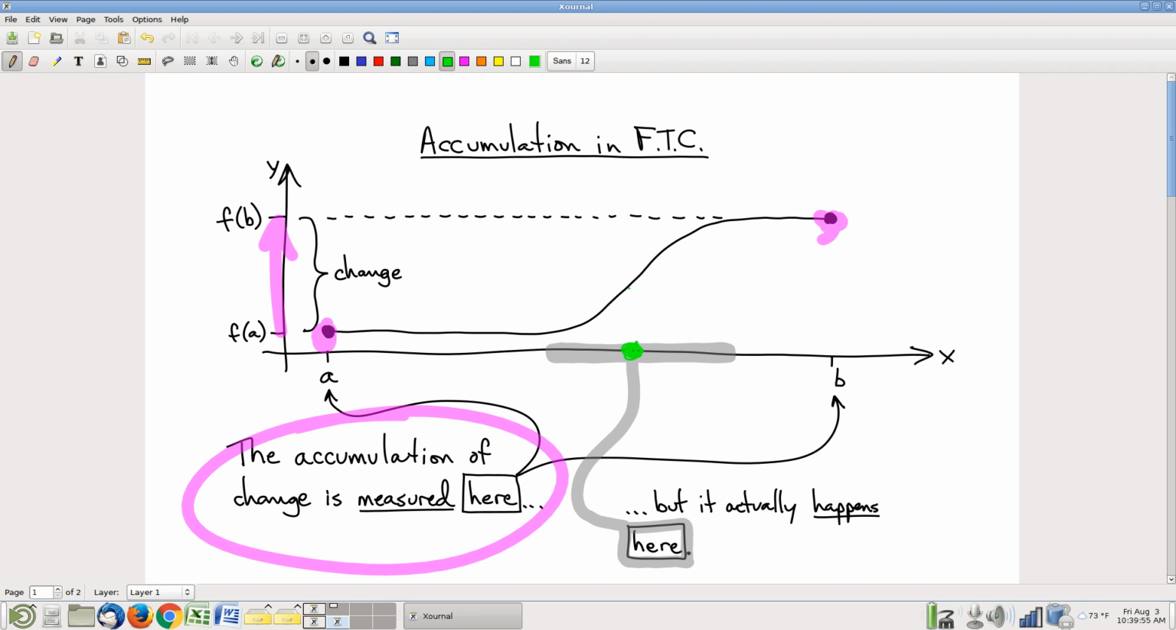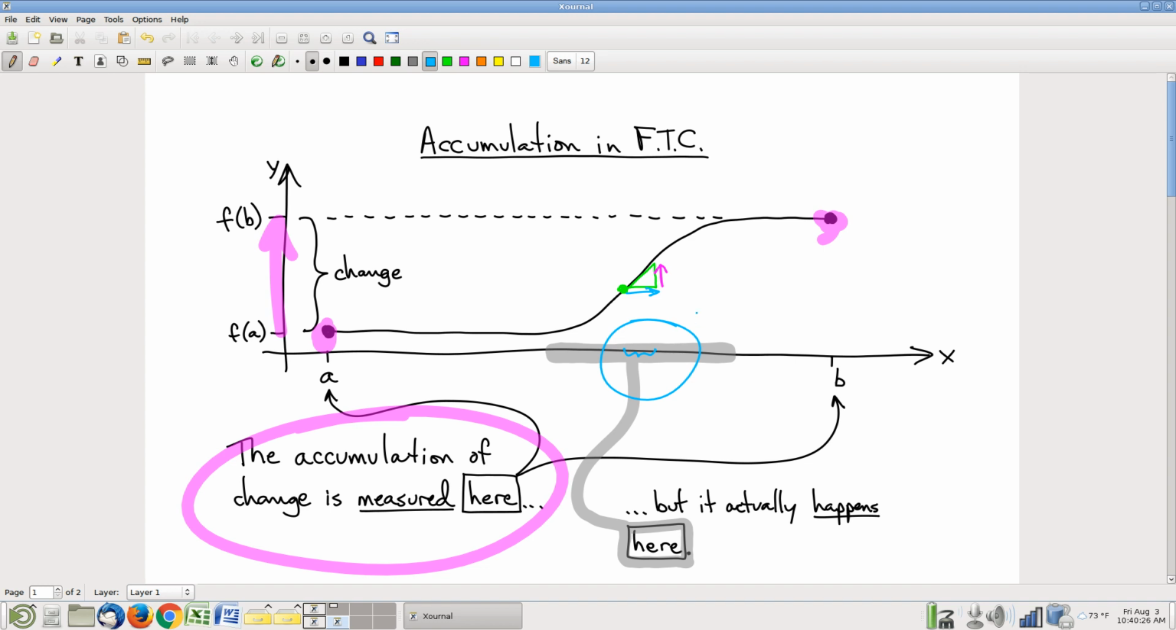At that point, if I want to compute the derivative, then I draw this little, try to draw a better triangle. Draw this triangle, and you can see we have change is the rise, and size is the run.